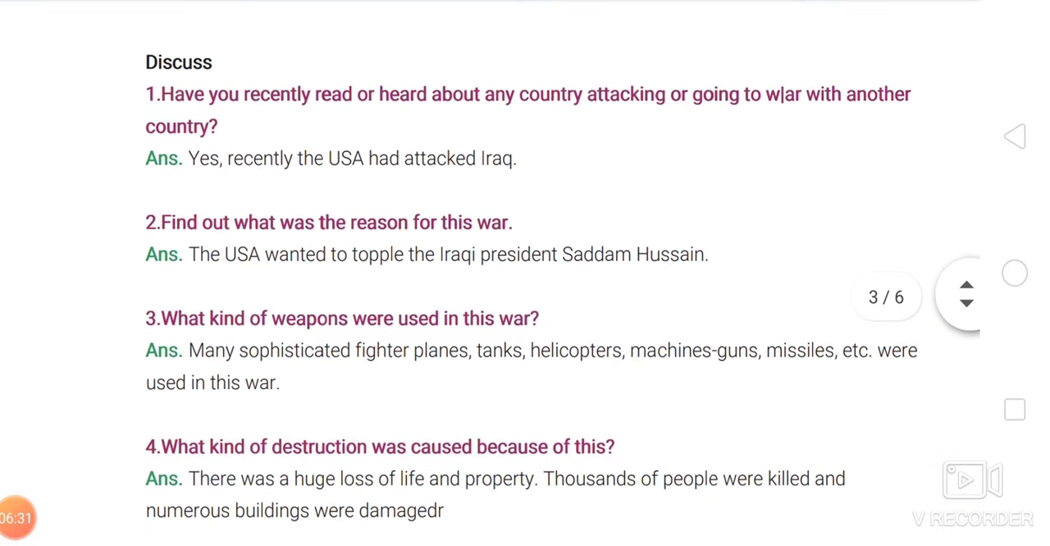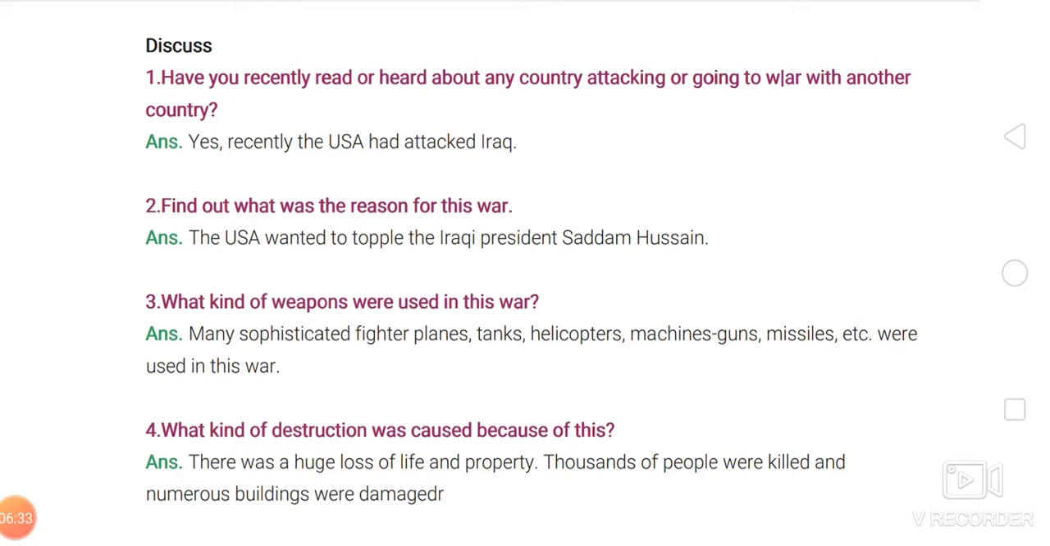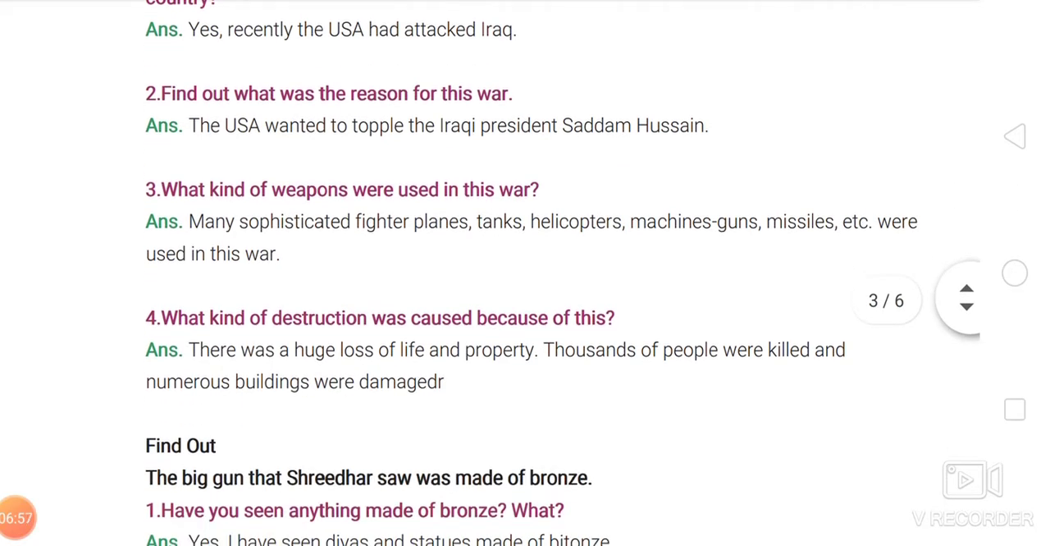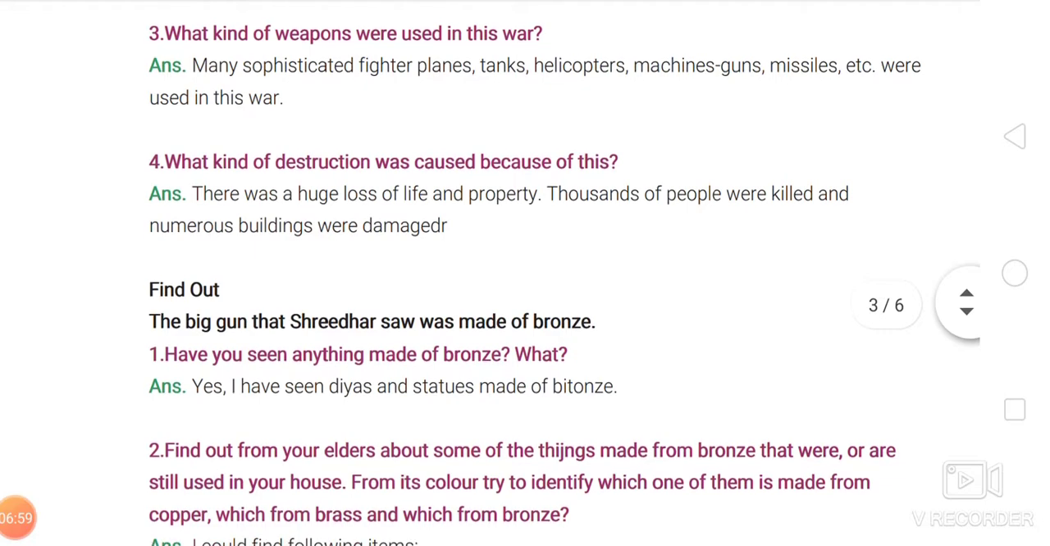Now, have you recently read or heard about any country attacking or going to war with another country? Yes, recently the USA had attacked Iraq. Find out what was the reason for this war. The USA wanted to topple the Iraqi president Saddam Hussein. This is a long back answer. So recent you will write, okay?